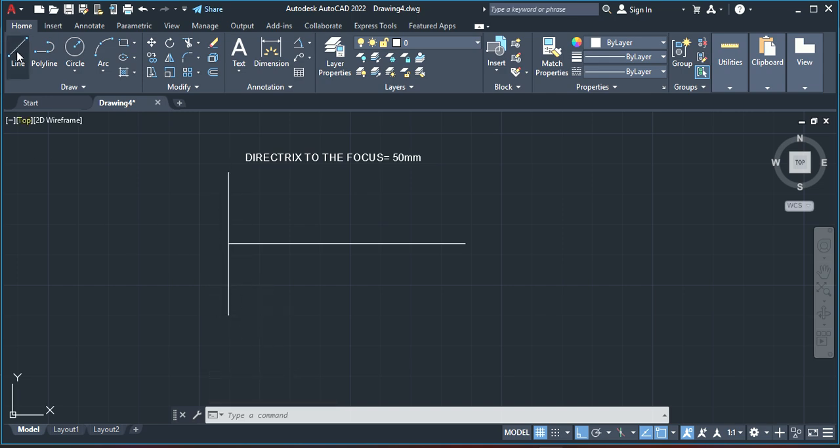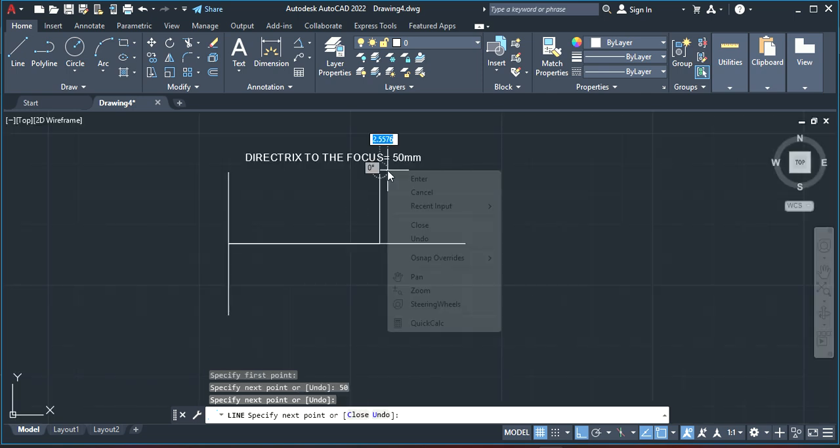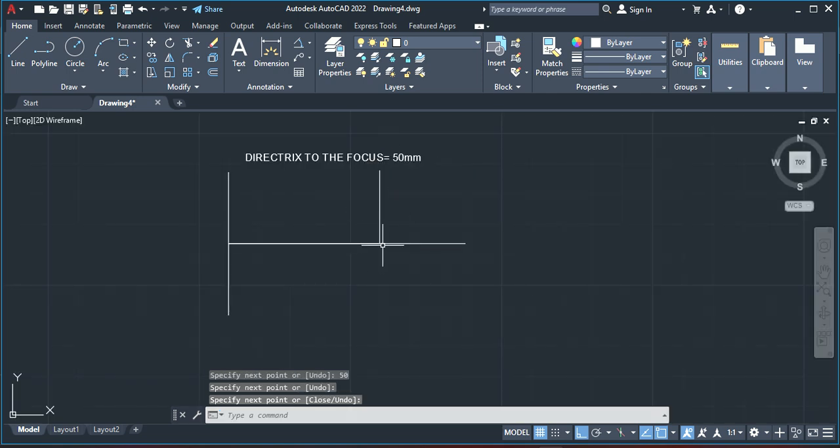Okay, after that I have to take a distance of 50. What is the distance? It is from the directrix to the focus, given as 50. So this one is the directrix, and from it I have to measure 50 mm to draw the focus. So take 50 mm, enter 50. So here is the focus at this point.